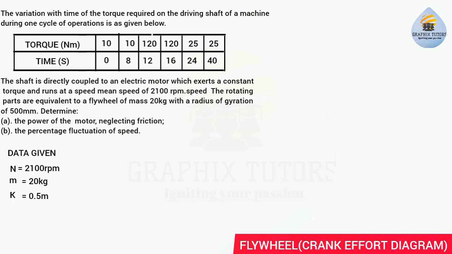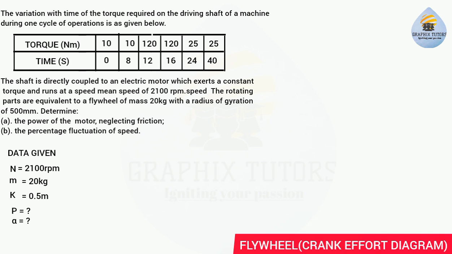And we are told to calculate for the power neglecting friction, and we should look for the percentage fluctuation of speed, alpha. In most cases, they make use of C sub s, but we make use of alpha.